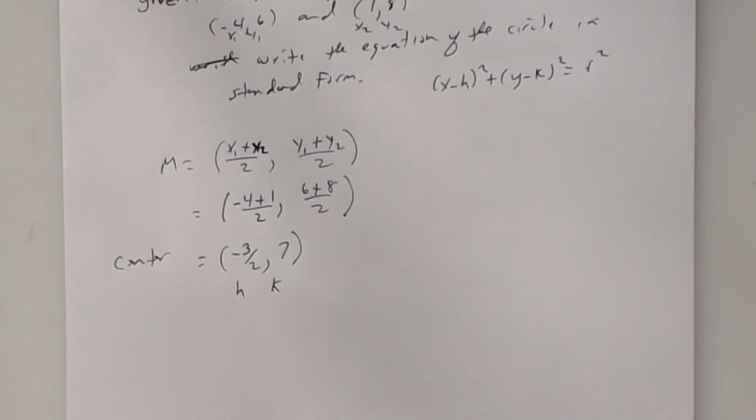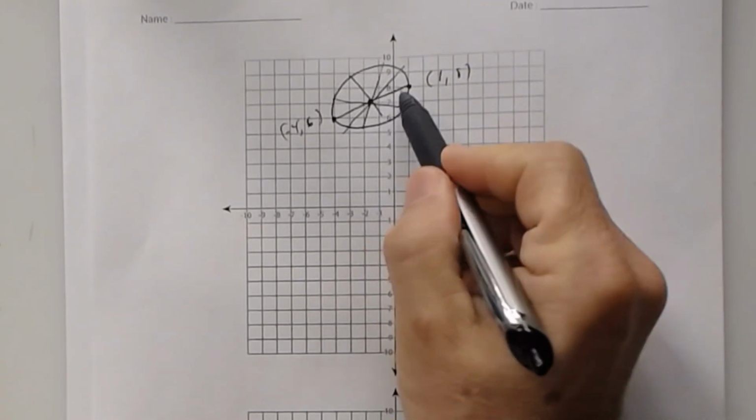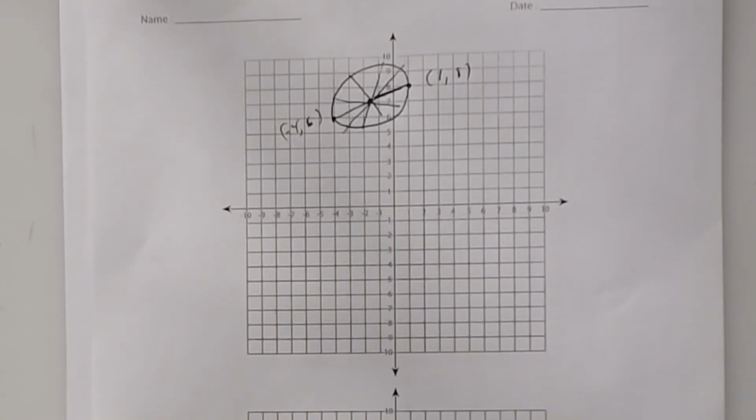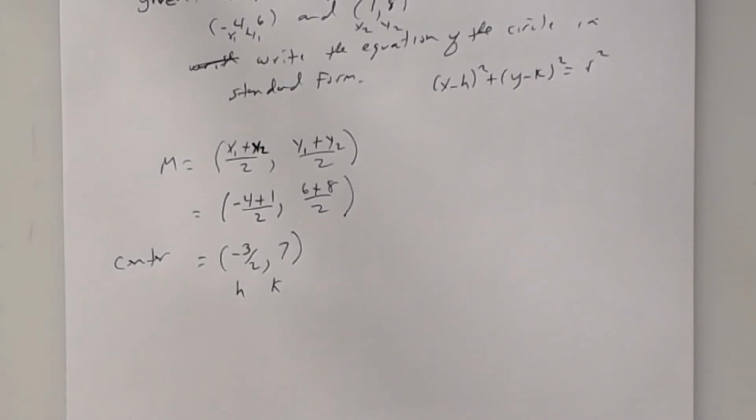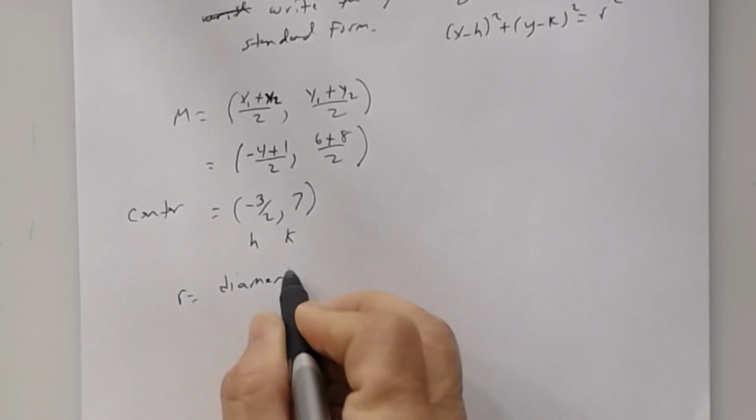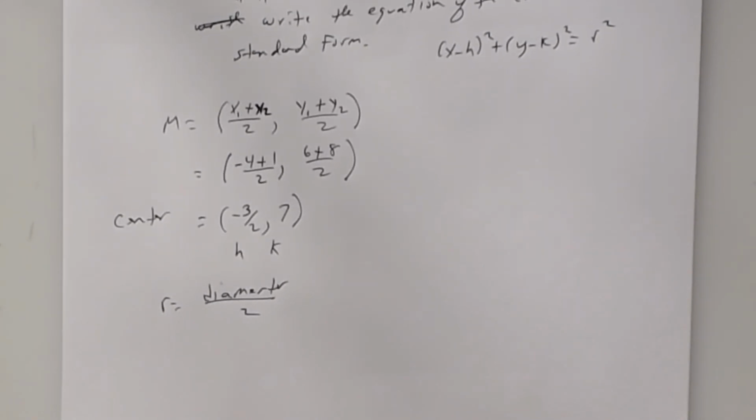So if you were to look at this circle again, what do you know about the radius? It's half the diameter. So once you find the length of the diameter, you just take half of it. So remember, the radius is the length of the diameter divided by 2. So I just got to find the length of the diameter first. So how do you find the length of the diameter? What formula are you going to use? Distance formula.